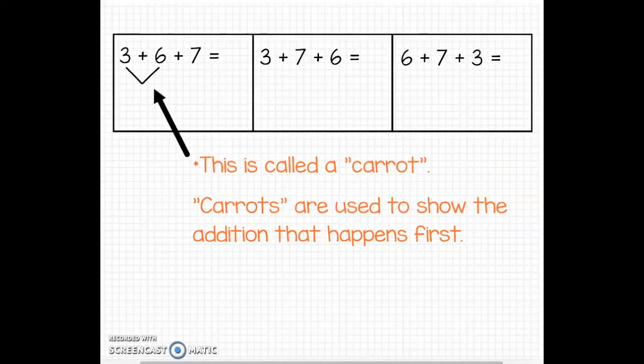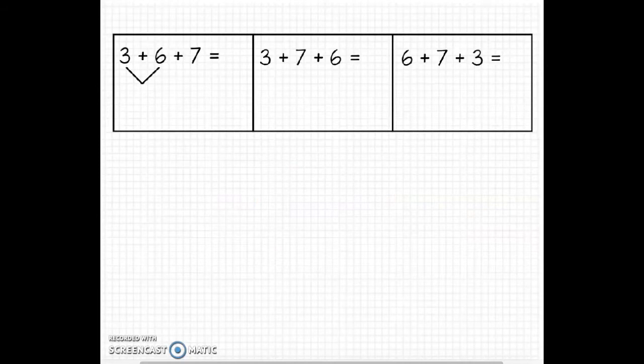This is called a caret. Carets are used to show the addition that happens first. Look at the first number model, 3 plus 6 plus 7. We can use a caret to show the addition that happens first. 3 plus 6 equals 9, so I will write 9 underneath my caret. Then I can bring down my plus 7, and my new problem is 9 plus 7. 9 plus 7 equals 16, so my final answer is 16.